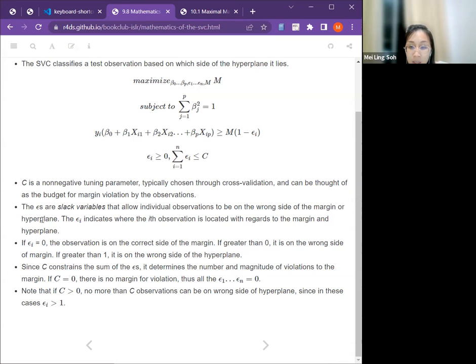Okay. If your E is 0, let's say you have error 0, it means your observation is on the correct side of the margin. Then if it's greater than 0, it's on the wrong side of the margin. Then if it's greater than 1, it just means it's on the wrong side of the hyperplane.